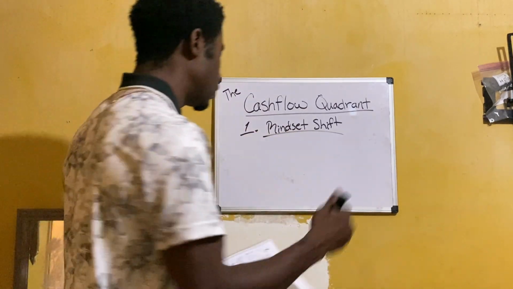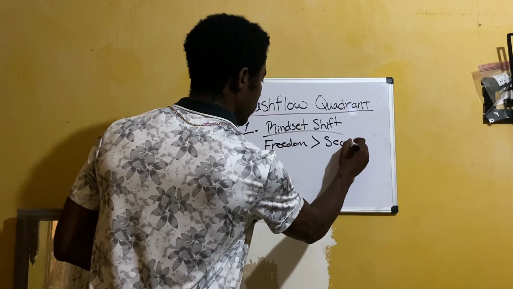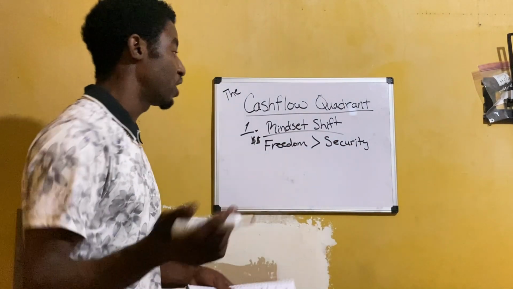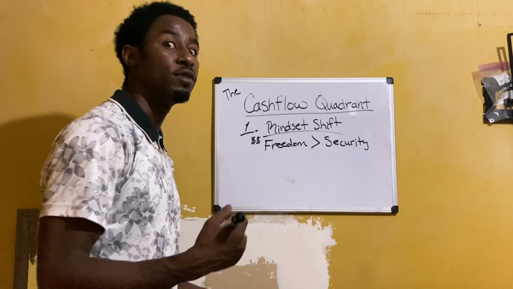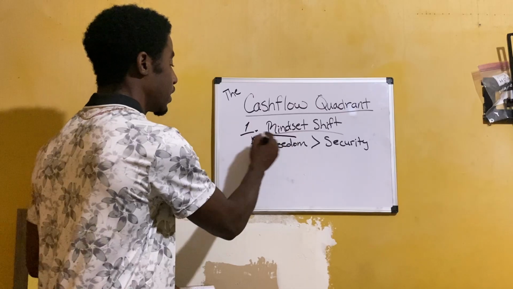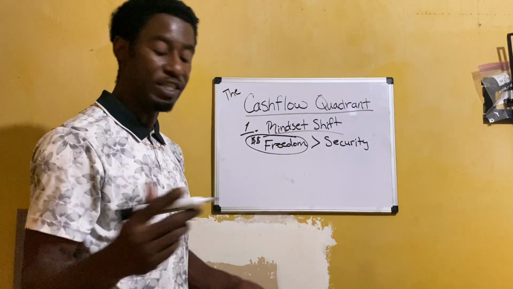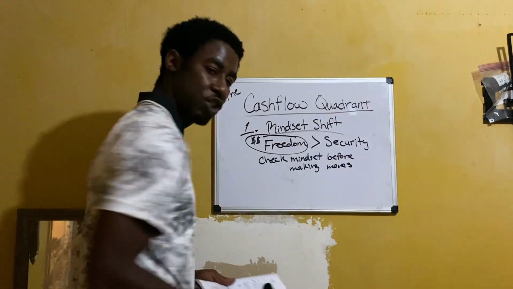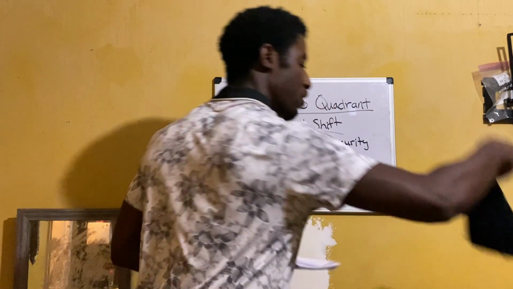Mindset shift. You need to want freedom over security. That's financial freedom. All of us can do what we want to do. We can choose to not work, but we ain't gonna get paid. We need financial freedom over security. You need to desire this much more. It's going to be hard, but this is the mindset shift that needs to take place. So check your mindset before making your moves. All right, we got 5 tips.